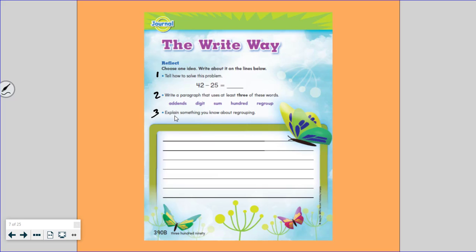Or your third choice is you can explain something you know about regrouping. So tell me what you know about regrouping. So you have to pick 1, 2, or 3. Which one do you want to do? And you're going to do it down here below. Okay, so pause your video and go ahead and do that. And now that you are all done with that, you are all done with your Chapter 6 introduction. So you'll be all ready for 6.1.